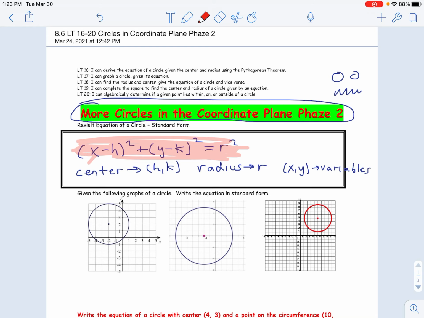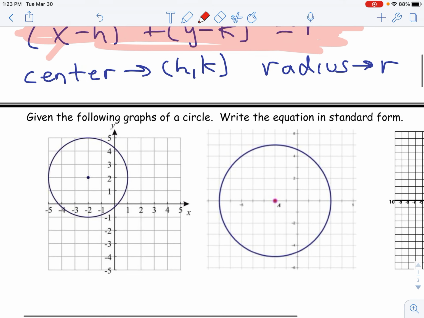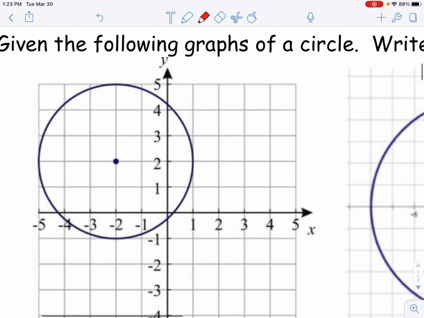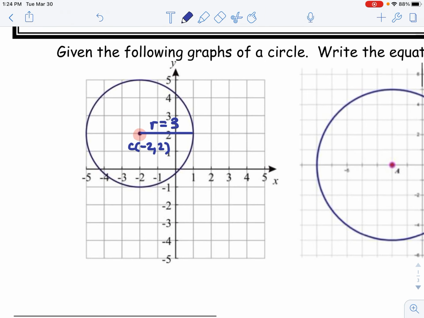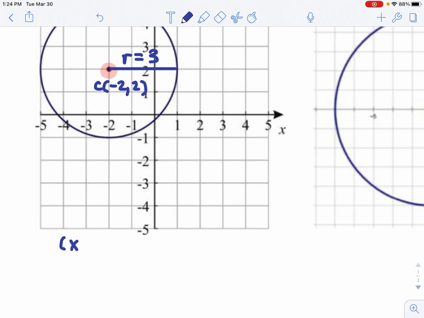All right, extreme close-up. Whoa. Given the following graphs of a circle, write the equation in standard form. So boom, we got this point right here. So the center is (-2, 2). And then the radius, we could do a bunch of math, or we could just count it. We're lucky in this case. Not all the times can you count it, but this time we were able to. It's just 3. So (x - h)² + (y - k)² = r².